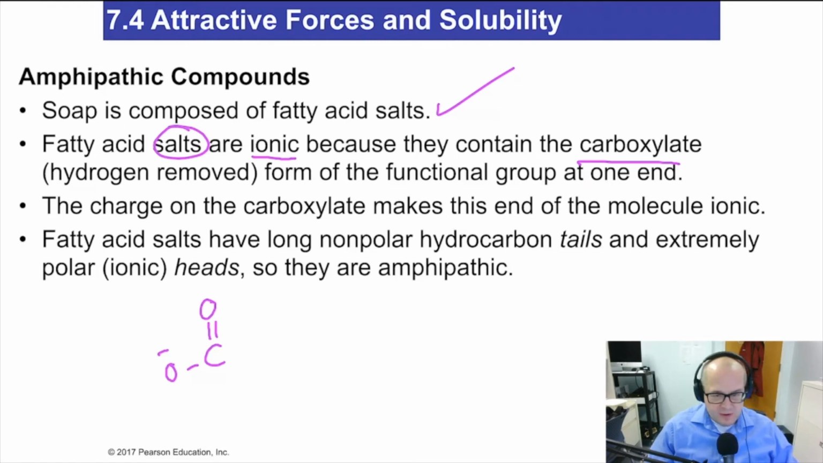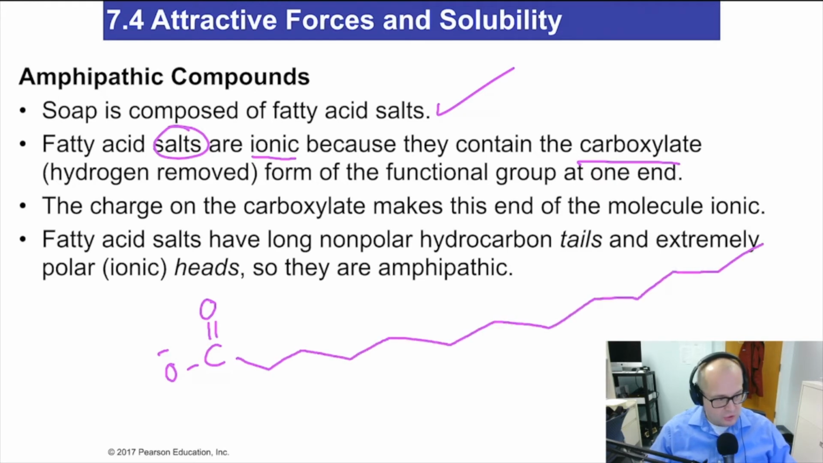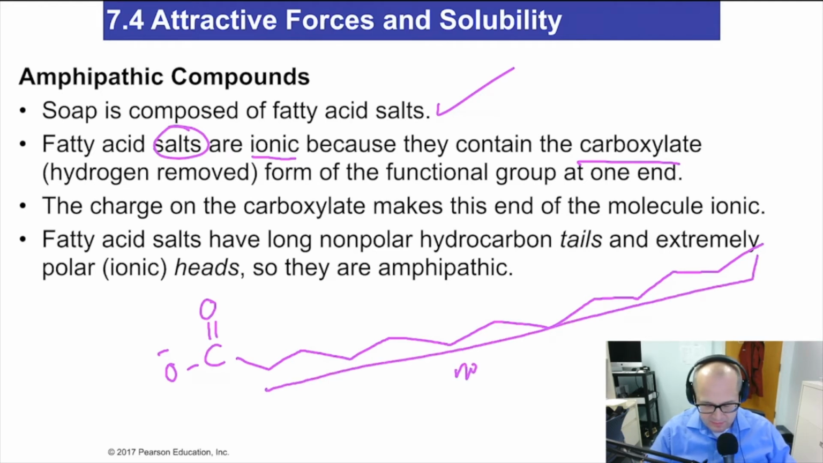The charge on the carboxylate makes this end of the molecule ionic. In other words, it's going to want to hang out with water. Now fatty acids also have long hydrocarbon tails and extremely polar heads. Okay, here we go. There you go. Extremely long tail. Now this is nonpolar. Again, this is polar.